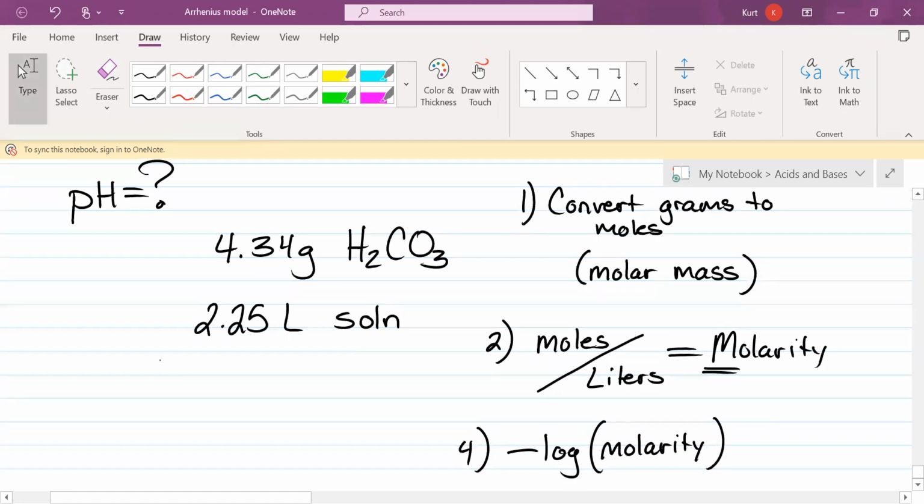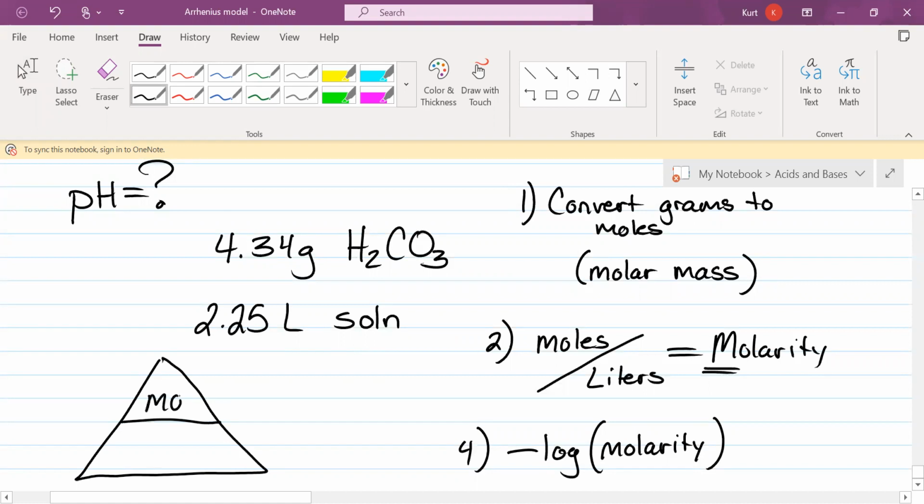If you're not sure what type of math to do, remember this. Moles over liters times molarity. You cover up whatever you're trying to find. If you're trying to find moles, cover up moles, you do liters times molarity. If you're trying to find molarity, cover it up, moles divided by liters. If you're trying to find liters, do moles divided by molarity.